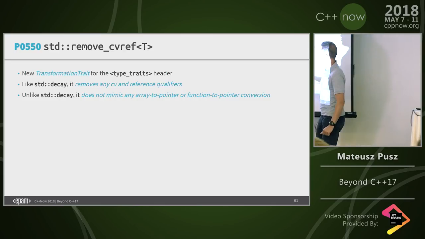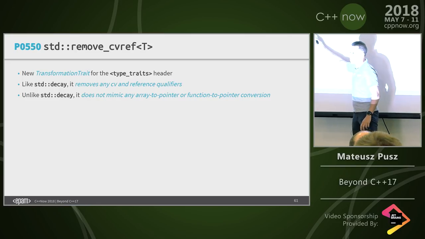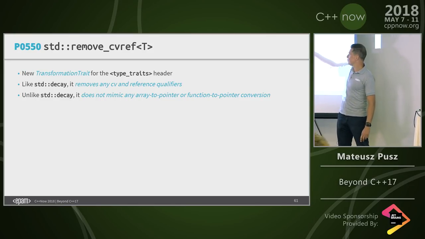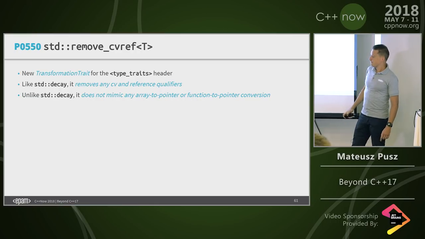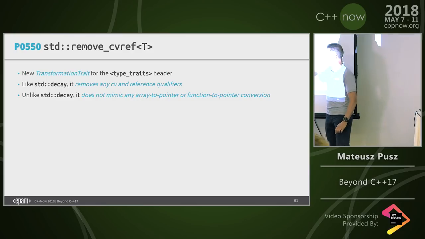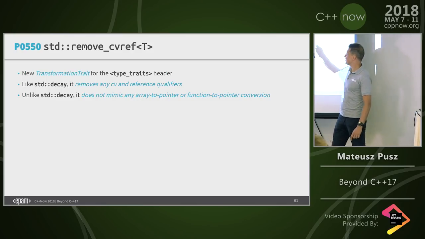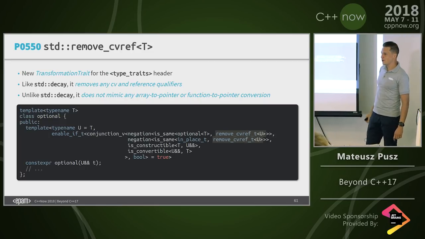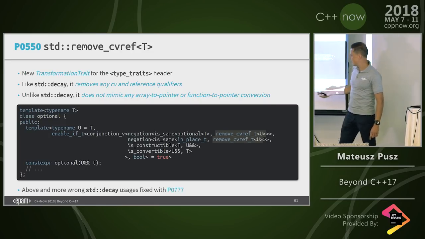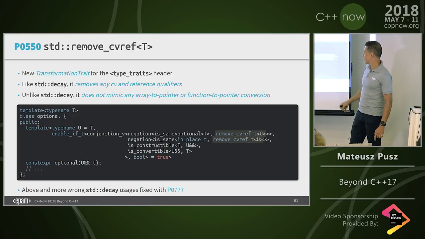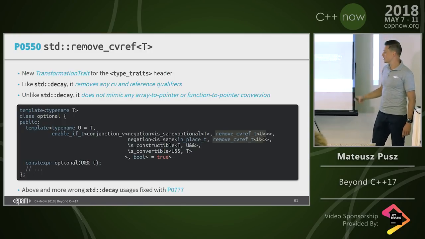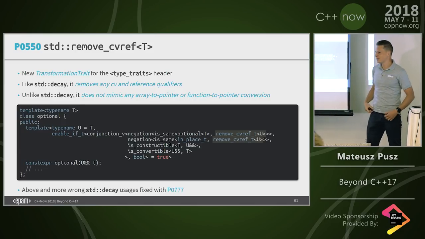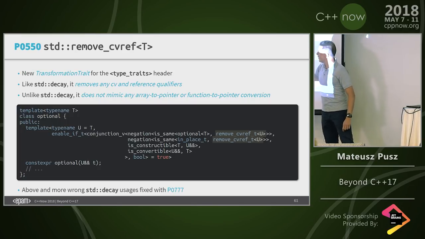Also, a new type was introduced called remove_cvref that is pretty similar to decay. Like decay, it removes CV qualifiers and reference qualifiers from the type, but it will not mimic any array-to-pointer or function-to-pointer conversions. Basically, out of laziness, we used decay in many places, where it was doing more than needed, because we didn't want to do all these steps by ourselves. One of the cases was the specification of optional, where there was a decay, and it was switched with another paper and some other places in the standard library to use remove_cvref instead of decay. Because it's cleaner, because this is exactly what should have been here from the very beginning, but it was easier to type decay than to compose three or four different type traits to do only the first bullet here.